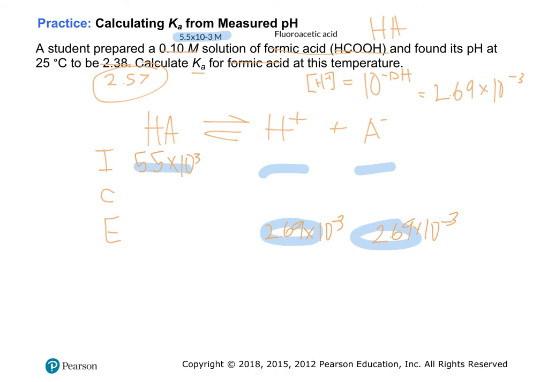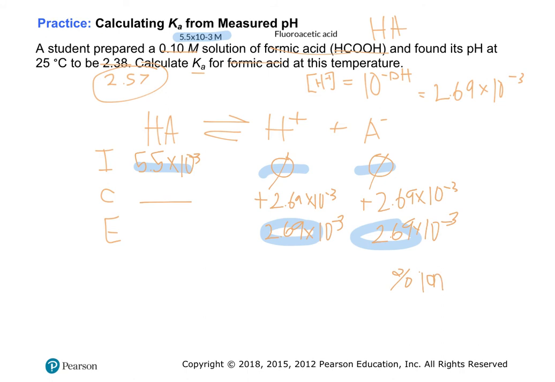And now I know that. So we know that we started off with 0 amounts of our products. That will be the case for all of these. So those all went up by 2.69 times 10 to the negative 3. And before we can make our approximation to see if the change is so small that we can just use our initial acid concentration, we need to do percent ionization.